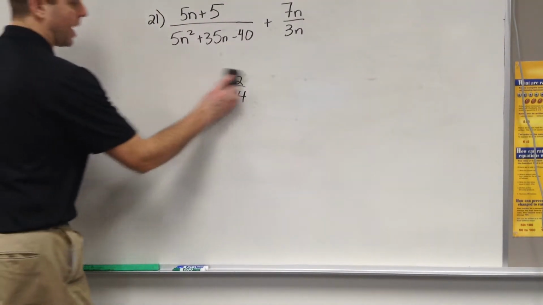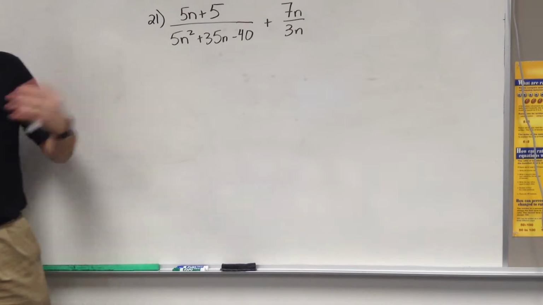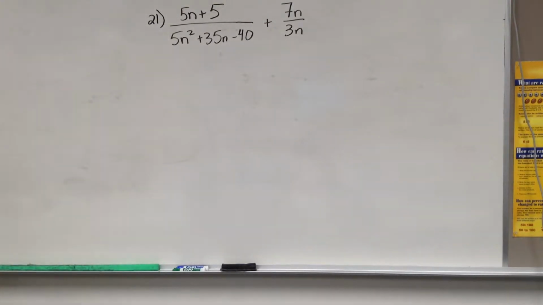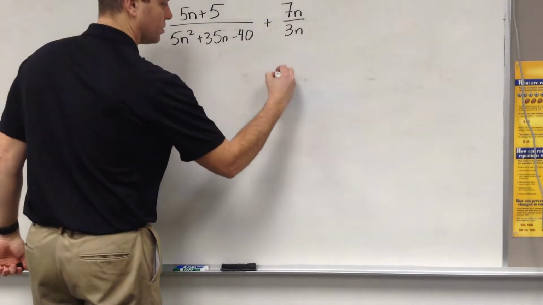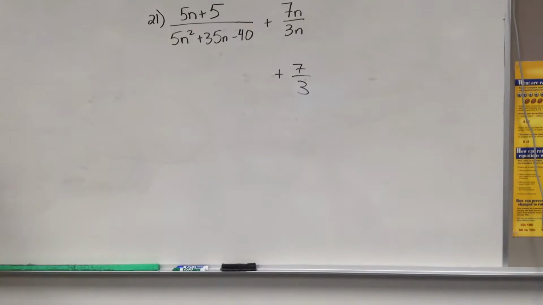So the same thing's going to happen here. The second fraction, that's an easy one. What is 7n over 3n simplify to? 7/3. So really this just says plus 7/3 back here, because the n's are a common factor on the top and the bottom, so they would cancel out.